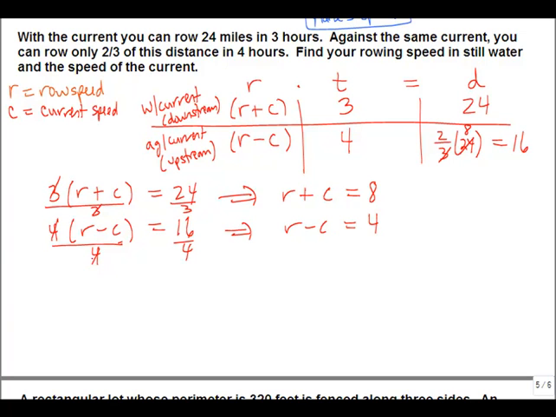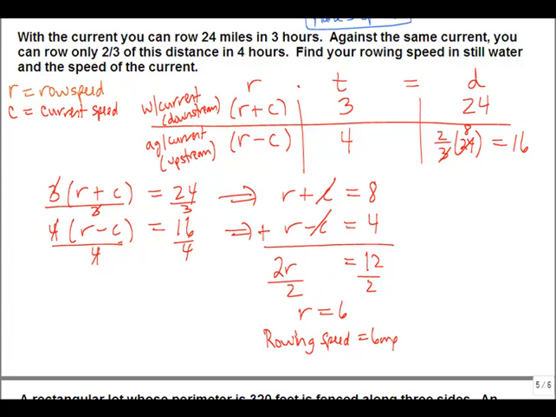Now the reason why that trick of dividing through by the time right away works so well is because what we're left with here is ideal for elimination. The C's are going to cancel out right away if we add down. So that's what I'm going to do. Let's cancel out our C's, and remember we are adding down, so R plus R will be 2R, and 8 plus 4 will be 12. So if we divide both sides by 2, that tells me that my rate R is 6, and R was my rowing speed, so the rowing speed is going to be 6 miles per hour.